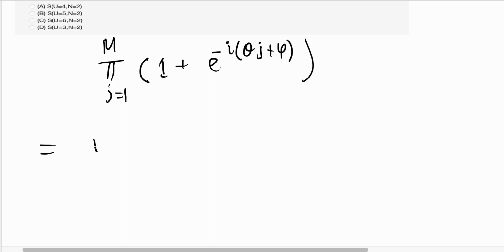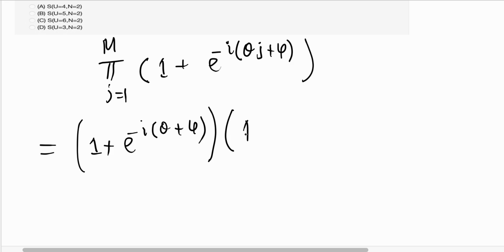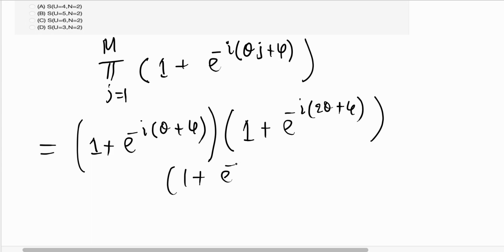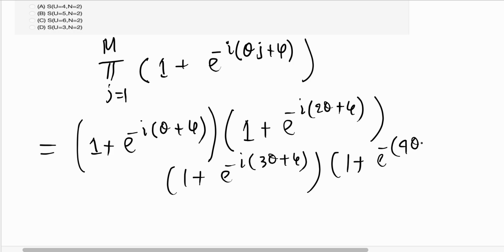It will be 1 plus e to the power minus i theta plus phi, the first term. The second term will be 1 plus e to the power minus i 2 theta plus phi. Then 1 plus e to the power minus i 3 theta plus phi, and 1 plus e to the power minus i 4 theta plus phi. Actually I am only expanding this series. I am just putting the value of j here.